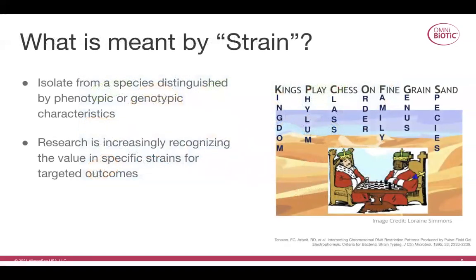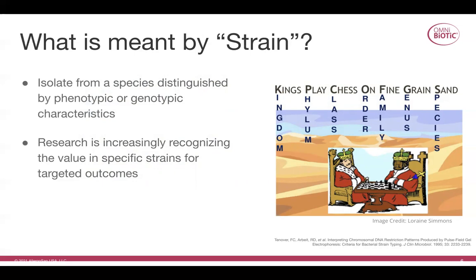So before we get too deeply into our conversation today, let's make sure that we all understand what's meant by the word strain. For some of you, this slide is going to be a review. You may be bored. For that, I apologize. For the rest of us, let's take a minute to go back to biology. Most of us learned some version of what is pictured here. Kings play chess on fine-grained sand. This is kingdom, phyla, class, family, genus, and species.